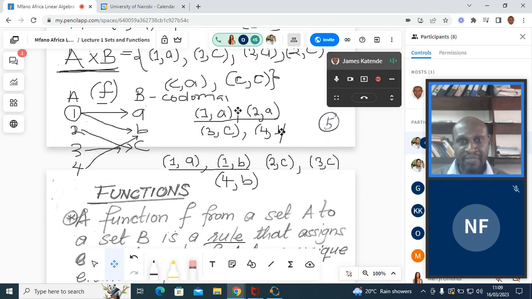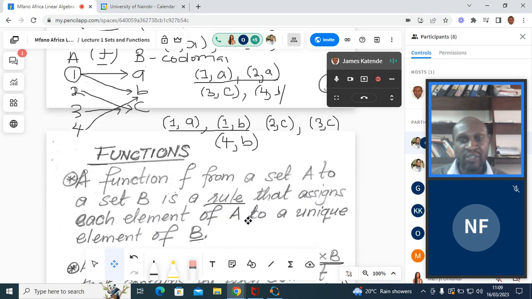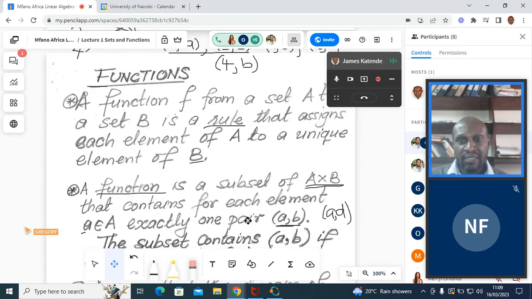So a function is a subset, but with the restriction that for every element in the domain, only one pair with 1 in the first slot will appear, with 2 in the first slot, 3 in the first slot, and so on. You can think of it as a rule, or as a subset of the Cartesian product. Whichever is easier to handle, that's the one you pick. But the two definitions are equivalent.